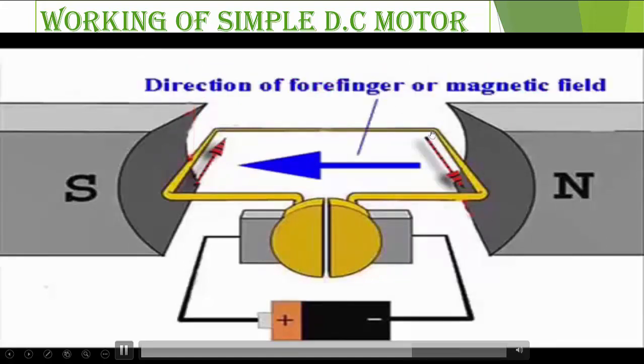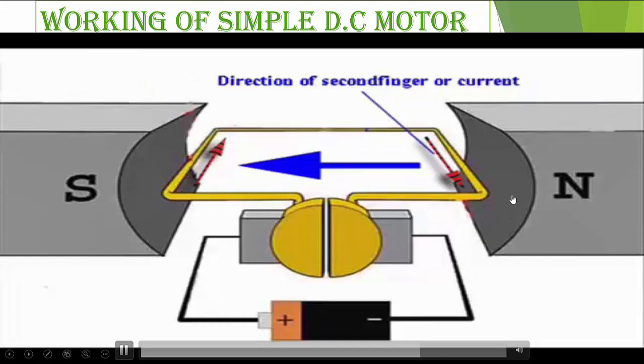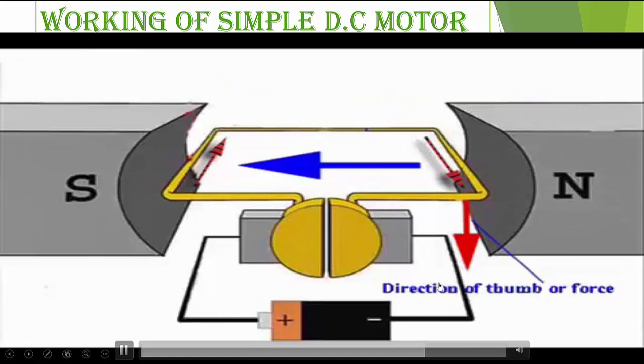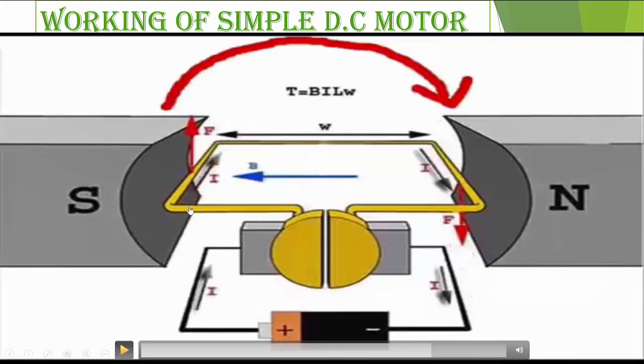Similarly applying to this side, what happens to this side of conductor or AB? Again you can see that the direction of force is downward. The thumb indicates downward, so the direction of force is downward. So this side moves up and this side moves down. You can see that there is a 90-degree turn, but it won't stay in that vertical position for a longer time, and again it will rotate to a horizontal position.